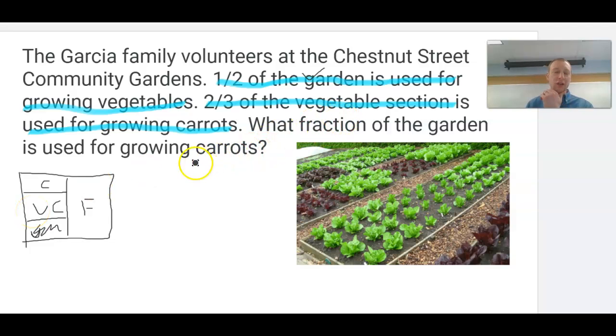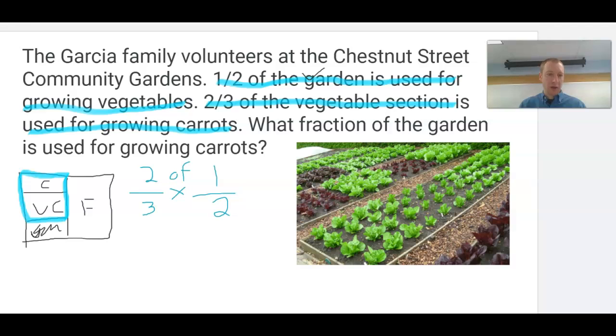What fraction of the garden is used for growing carrots? So we want to just know what fraction of the garden is for carrots. All we want to know is this section, right? What fraction is used for growing carrots? So basically they're saying that 2/3 of the half is for carrots. So in other words, when we multiply this, we want to be saying, what's 2/3 of, or times, what's 2/3 of 1/2?